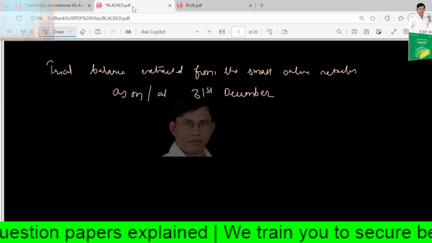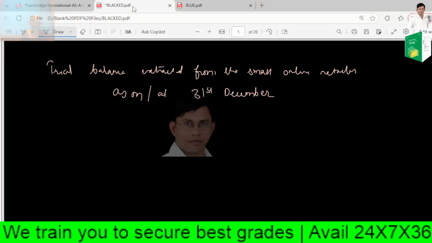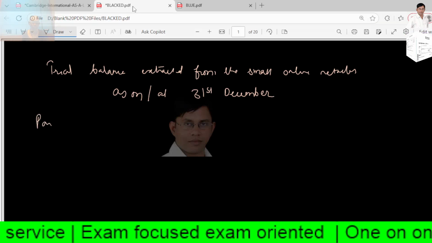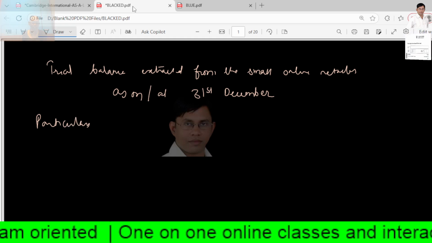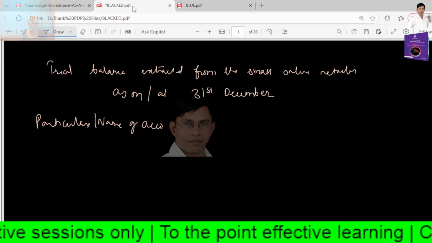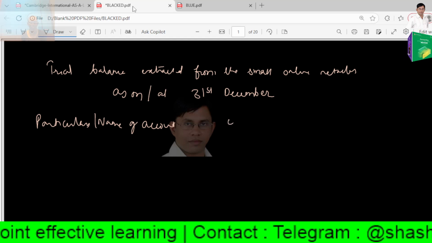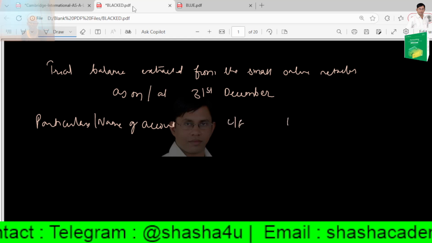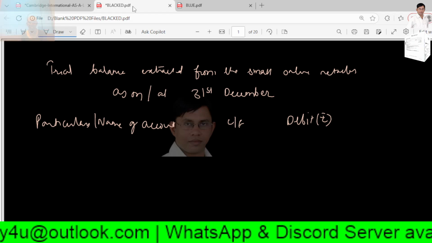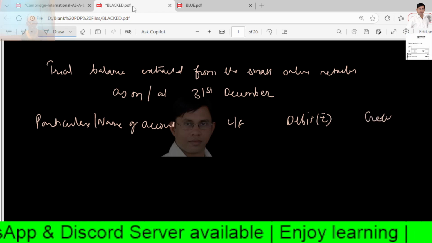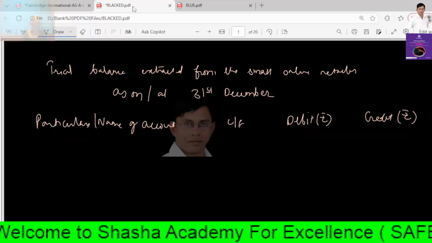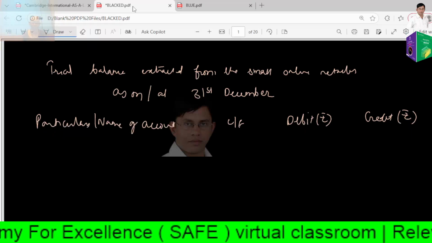So we have to write it in a specific format. Basically, we will have to write particulars or names of accounts, ledger folio, debit, credit. So we will have two columns, a debit column and a credit column.